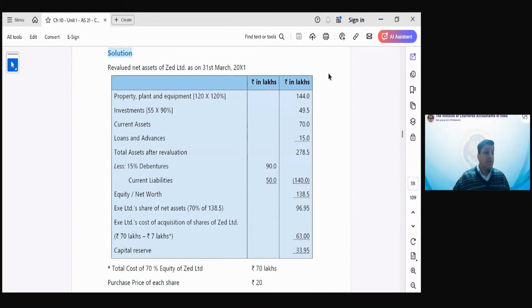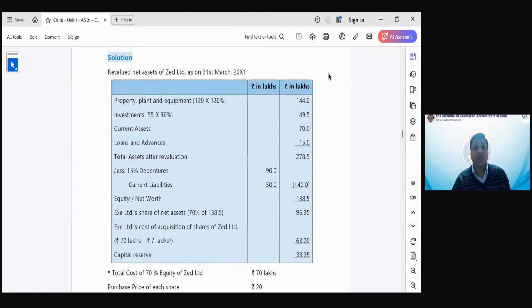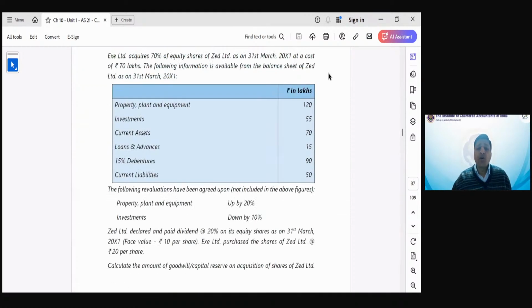To begin with, what do we need? Goodwill or capital reserve. In fact, that's the requirement of the question. But for calculating goodwill or capital reserve, we need the net assets. So do we have the net assets available? Yes, net assets are available in the question, but some of the assets are required to be revalued. So what do you need to do? Plot all of these numbers for the calculation of net assets, and wherever revaluation is required, do that.